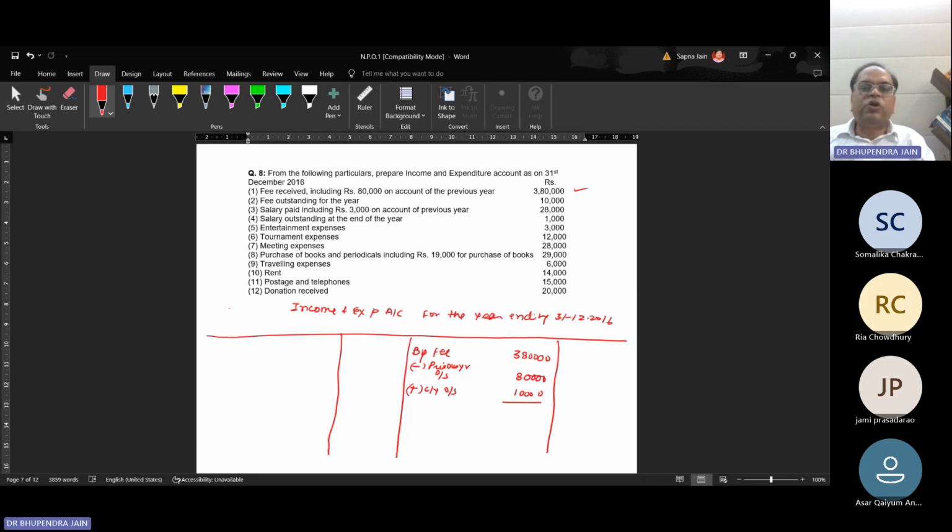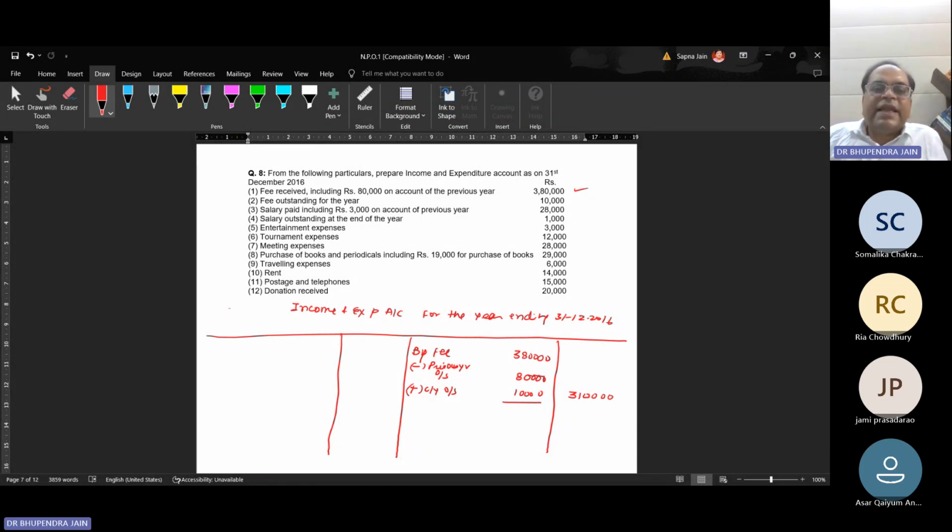We have to calculate the total fee or total subscription due during the year. Then how much is the total due? We subtracted this here, and added this. So total 3,10,000 is the subscription amount due during the financial year, during the year 16, meaning 1st April 16 to December 16.